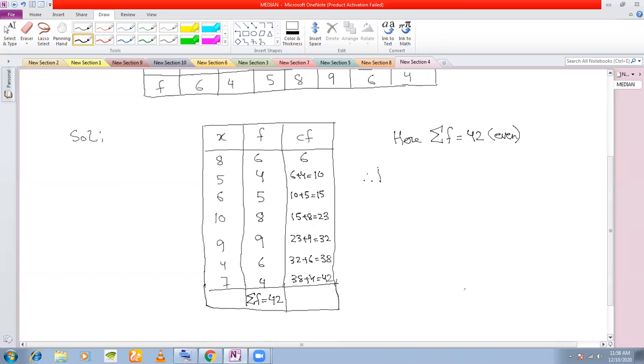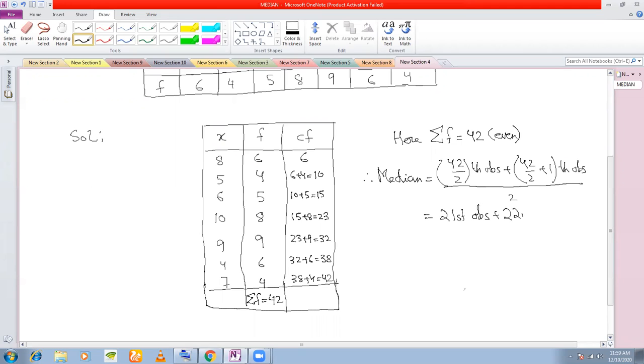So therefore, median will be, N, therefore 2n by 2, the n by 2 observation plus the n by 2 plus 1th observation, divided by 2, which is the 21st observation plus the 22nd observation divided by 2. Now let's see what is the 21st and 22nd observation.